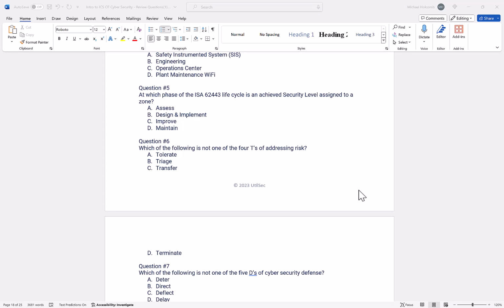Transfer means we take that risk and we transfer it to either an outside party like cybersecurity insurance, or maybe like a partner. They're responsible, right? If there's a cybersecurity incident in the plant, up until commissioning, that company is responsible for it, right?